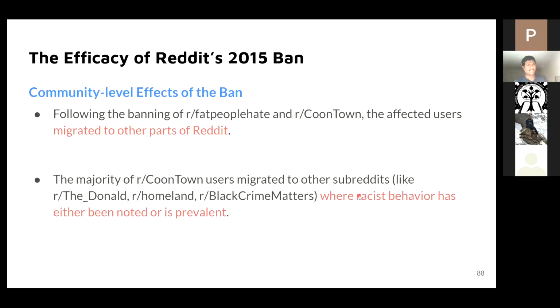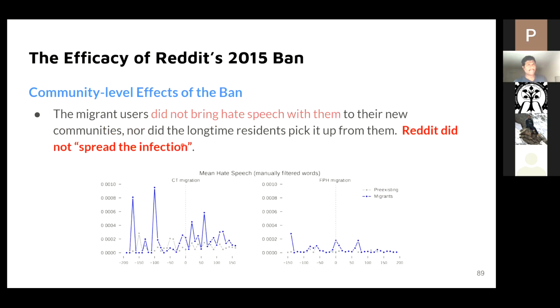Now, from a community-level effect, they also saw that following the ban, the affected users had actually migrated to other parts of Reddit. These included subreddits such as The Donald, Homemake, or Black Crime Matters, where racist behavior was either noted or prevalent. But the migrant users had not actually brought any hate speech with them to the new community, nor did the long-time existing users in these communities pick it up. So in a sense, the authors concluded that Reddit did not spread the infection.